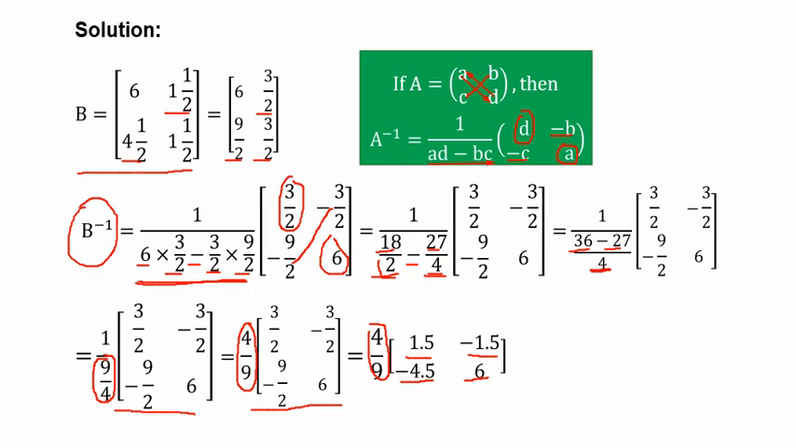Note the use of the formula. It makes it very easy when computing the inverse of all 2 by 2 matrices. But remember, once the determinant is equal to 0, you know the inverse does not exist. Okay, so this is the quick solution to that problem.